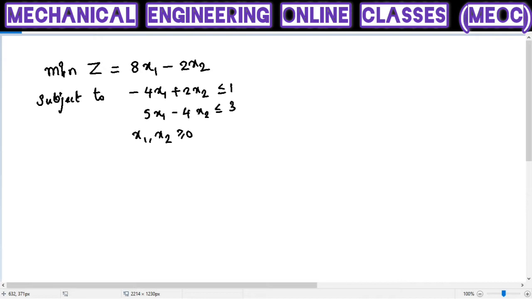For that I'll convert the given objective function, which is z here, which is 8x1 minus 2x2. I will convert this z into a max type and solve. That is one method. The other method is I'll solve it keeping z as it is, meaning I'm not going to change the objective from min to max. So let us get started with method 1.